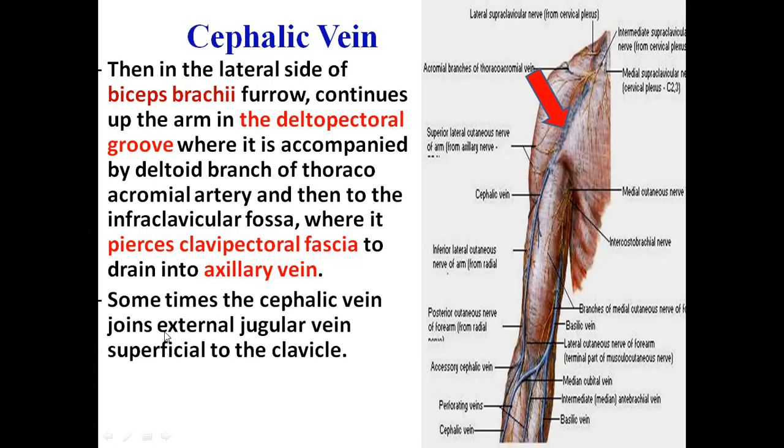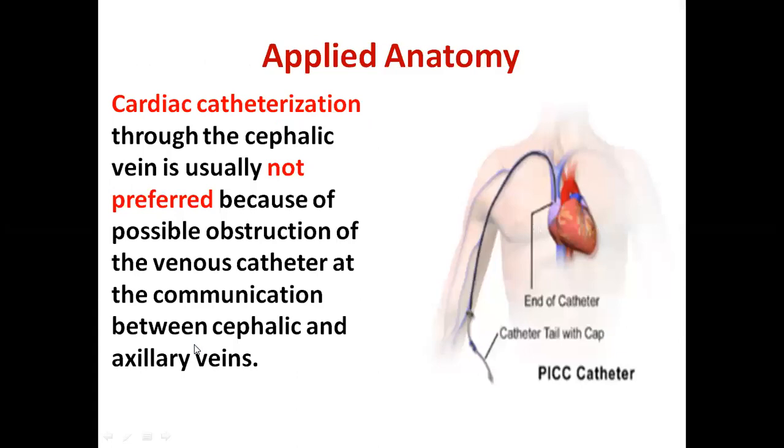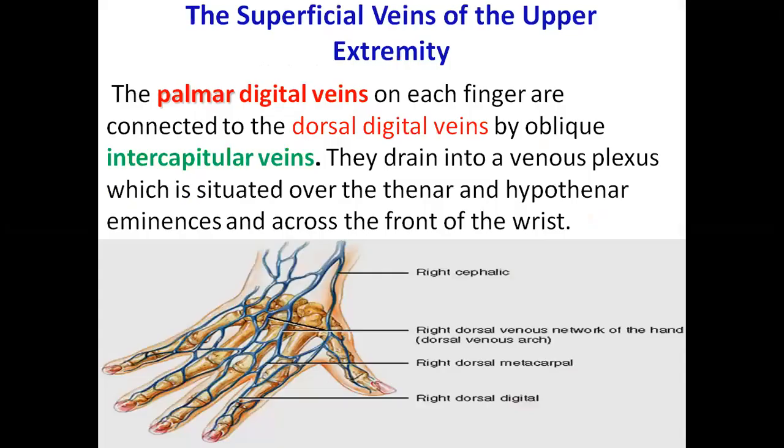Sometimes the cephalic vein directly joins the external jugular vein, which you see in the neck region, superficial to the clavicle. That means, of course, veins will have a lot of variations. You will encounter these variations when you are doing dissection. Instead of draining into axillary vein, which is more common, sometimes this cephalic vein may drain into external jugular vein. Okay, I hope you understood.